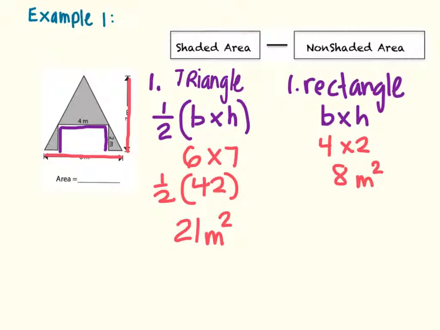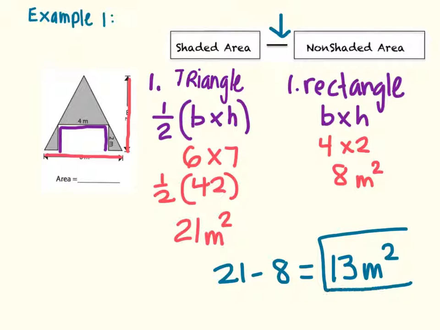The final step is going to be to subtract. So I would just do 21 minus 8, and that would be 13 left over. That is the remaining shaded area. So I would say 13 square meters, or 13 meters squared.